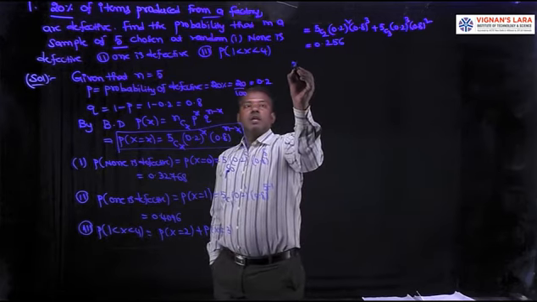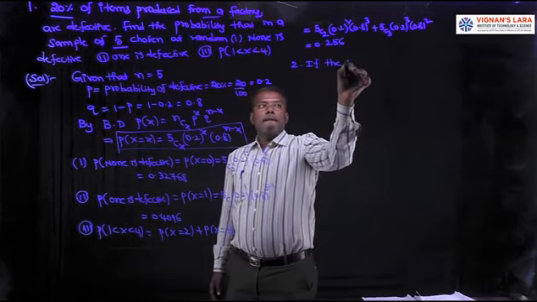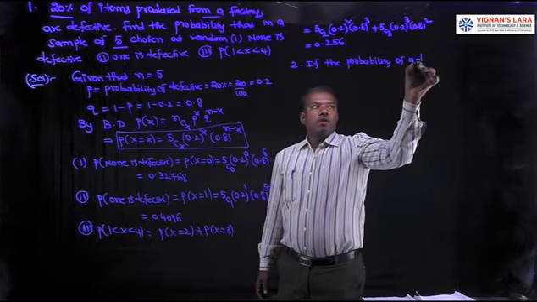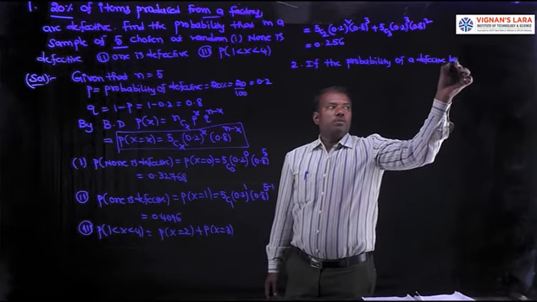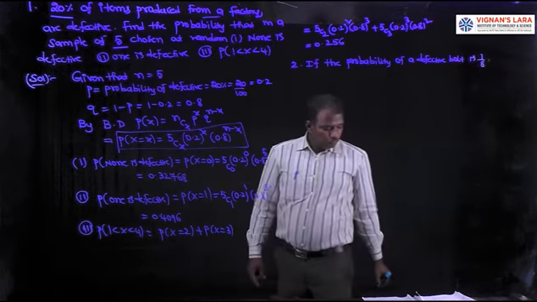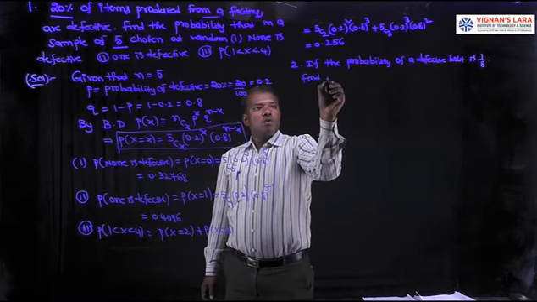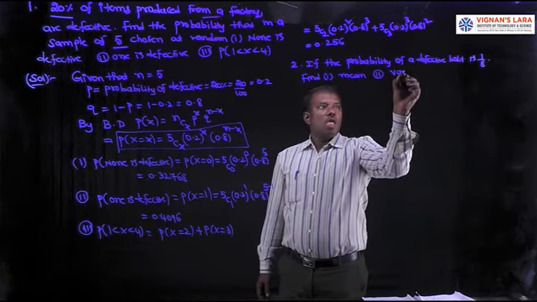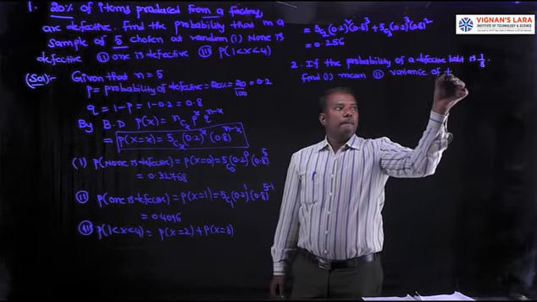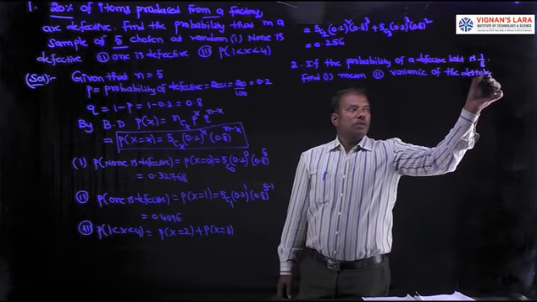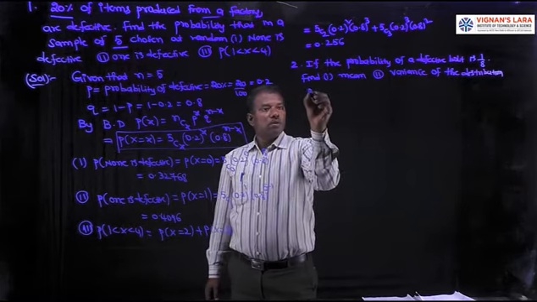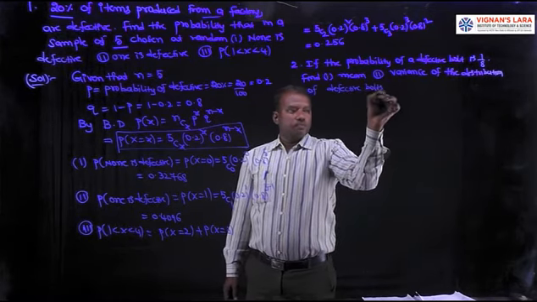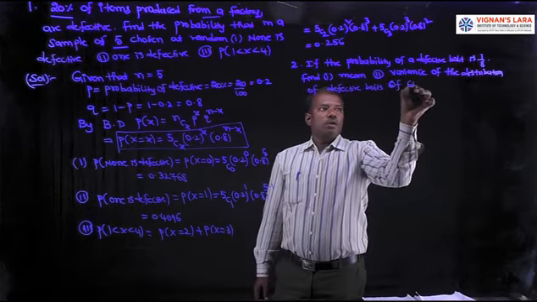The next problem, the second one: if the probability of a defective bolt is 1 by 8, find first the mean and second the variance of the distribution of defective bolts of 640.